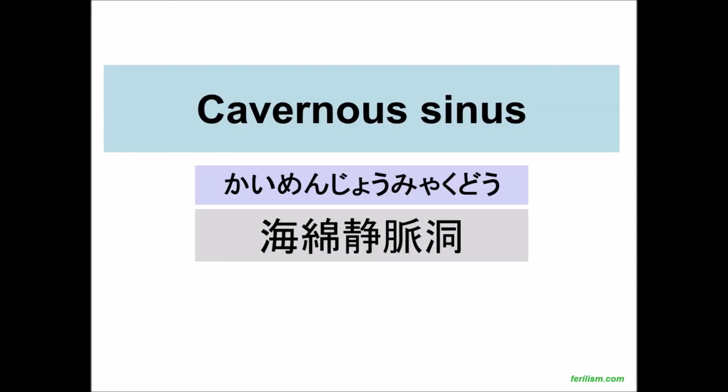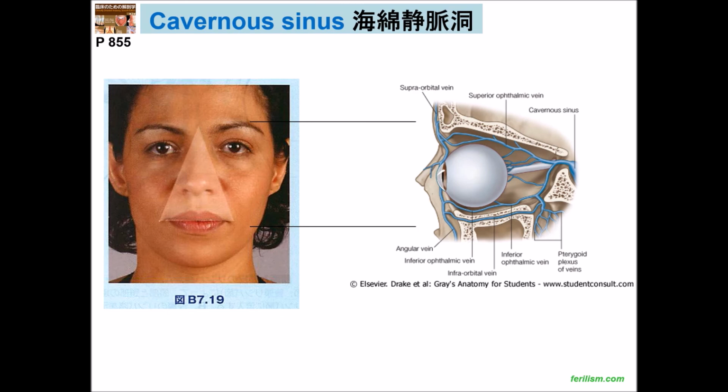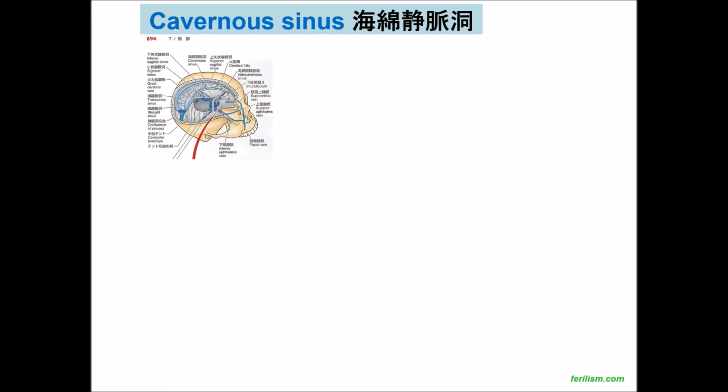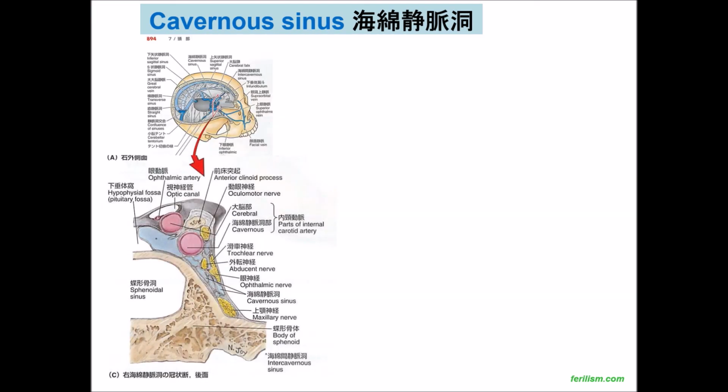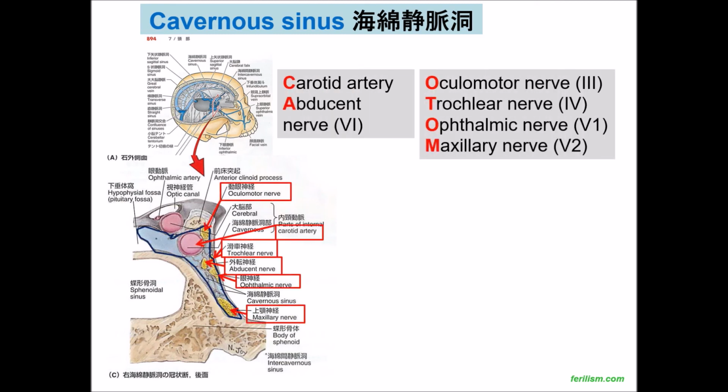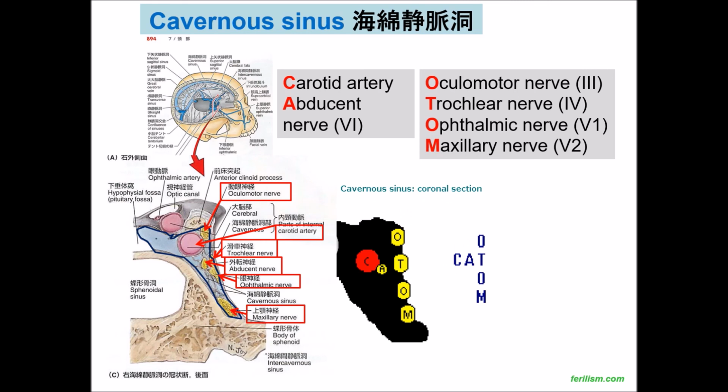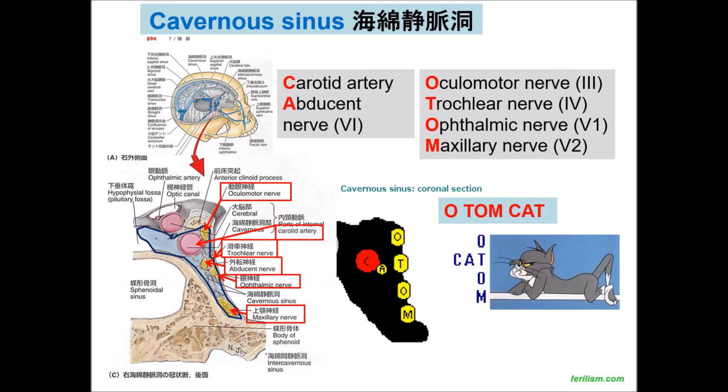Cavernous sinus. If you can remember, because the veins in this region of the face drains to the cavernous sinus, this triangle area is called danger triangle of the face. Passing through the cavernous sinus are several structures. These are the internal carotid artery and several cranial nerves. To remember all of them, we can use this mnemonic, U, Tam, Cat.